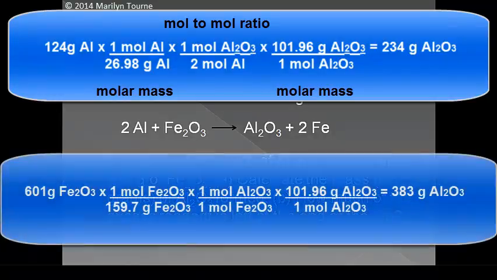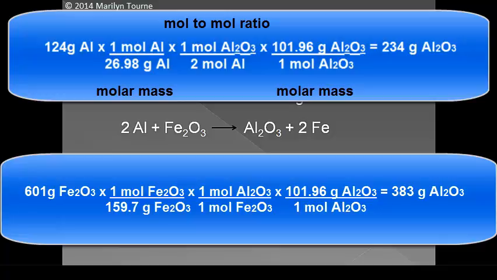You do the same process for the other one, 601 grams of iron 3 oxide. If you do the same thing, you notice that you get 383 grams of aluminum oxide. So what I've done here is I've taken 601 grams of iron 3 oxide, used the molar mass to get to moles of iron 3 oxide, used the mole-to-mole ratio to get to aluminum oxide, and then used the molar mass to get to grams of aluminum oxide. That gives me 383 grams of aluminum oxide.